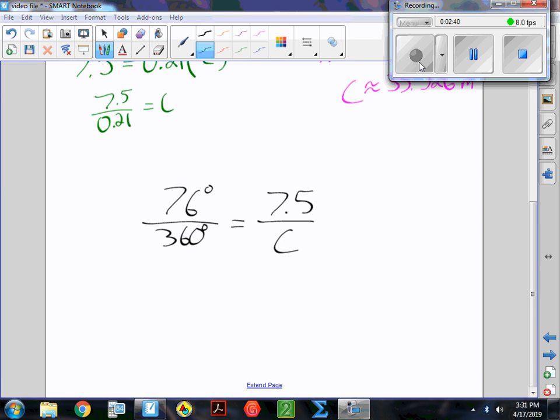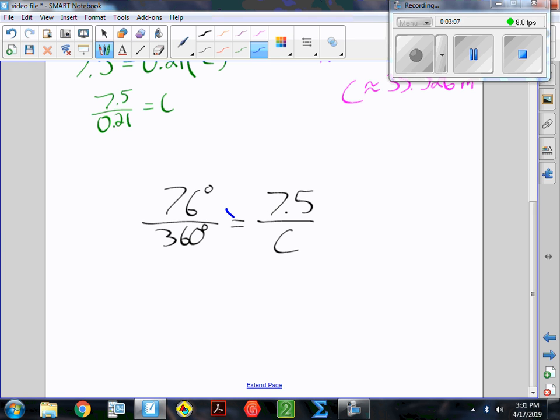Okay, so the equation, sorry, I got interrupted for a moment there. 76 over 360 equals 7.5 over circumference. You can use your equation. Your teachers gave you one that has something to do with arc length over circumference and the angle measure, the arc measure over 360 degrees. In my class, we just call that part over whole. It's part of the circle in degrees, so 76 degrees. It's part of the circumference, 7.5.